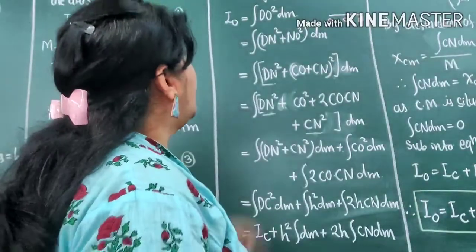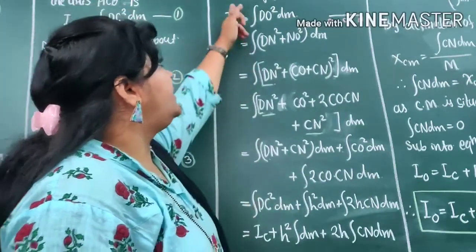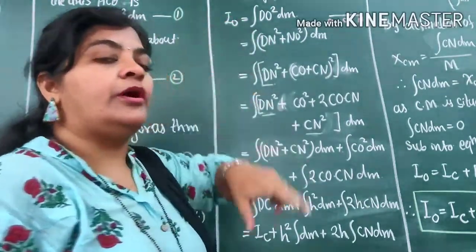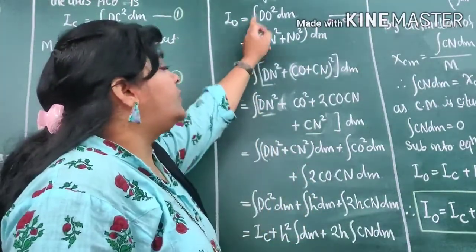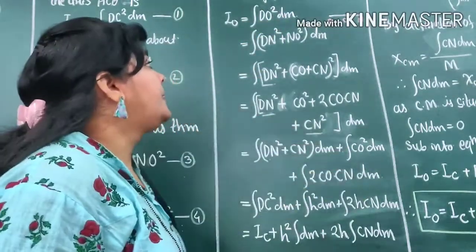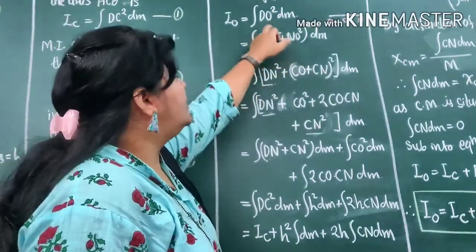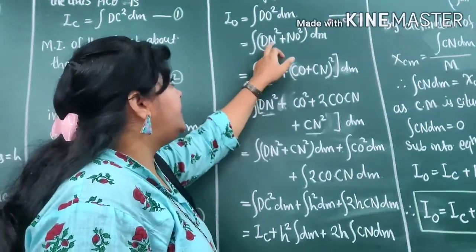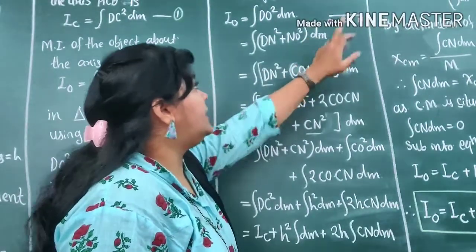Equation number 3, substitute into equation number 2. We get here I0, that is the moment of inertia of the body about an axis passing through the point O, is equal to the integration of DO square into dm. Now for DO square, we substitute the value from equation number 3. That gives us the integration of (DN square plus NO square) into dm.